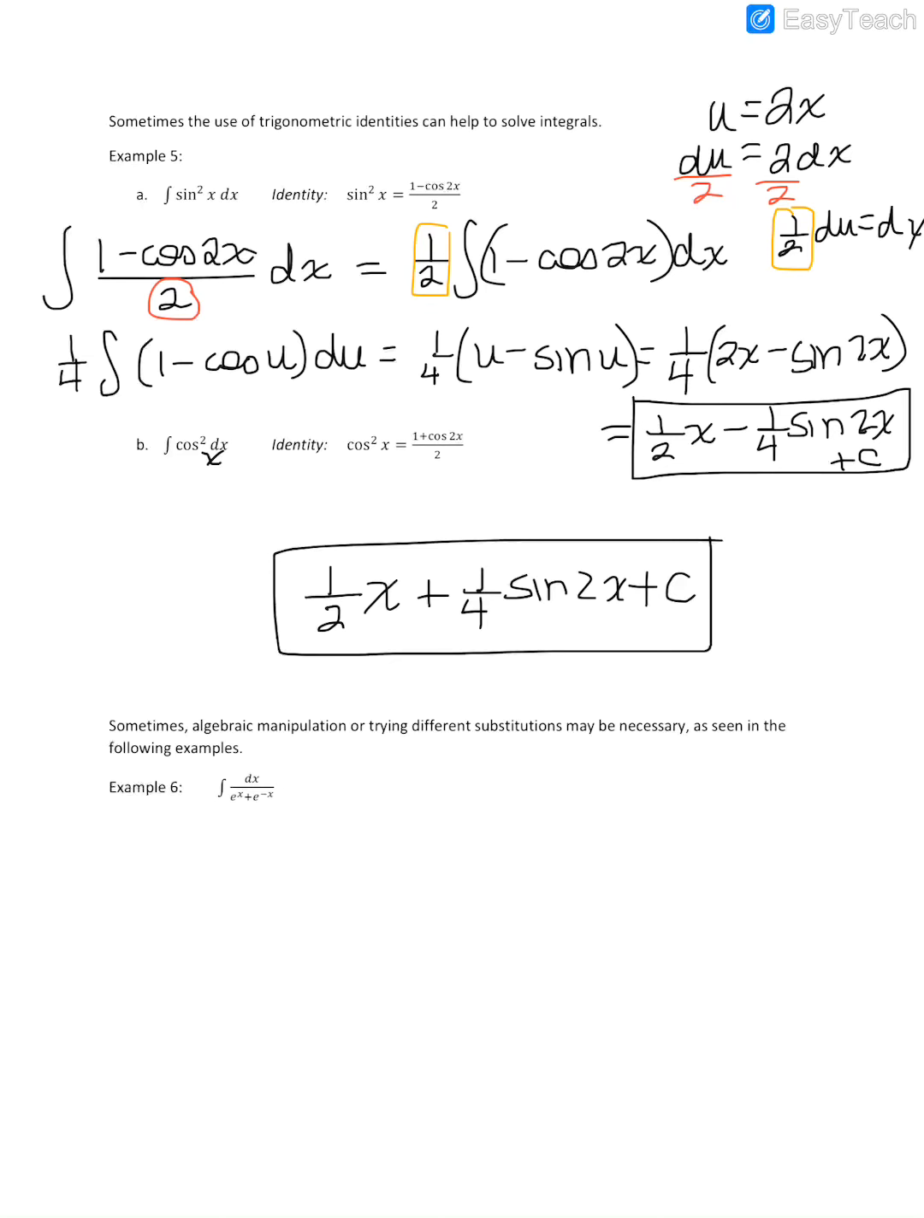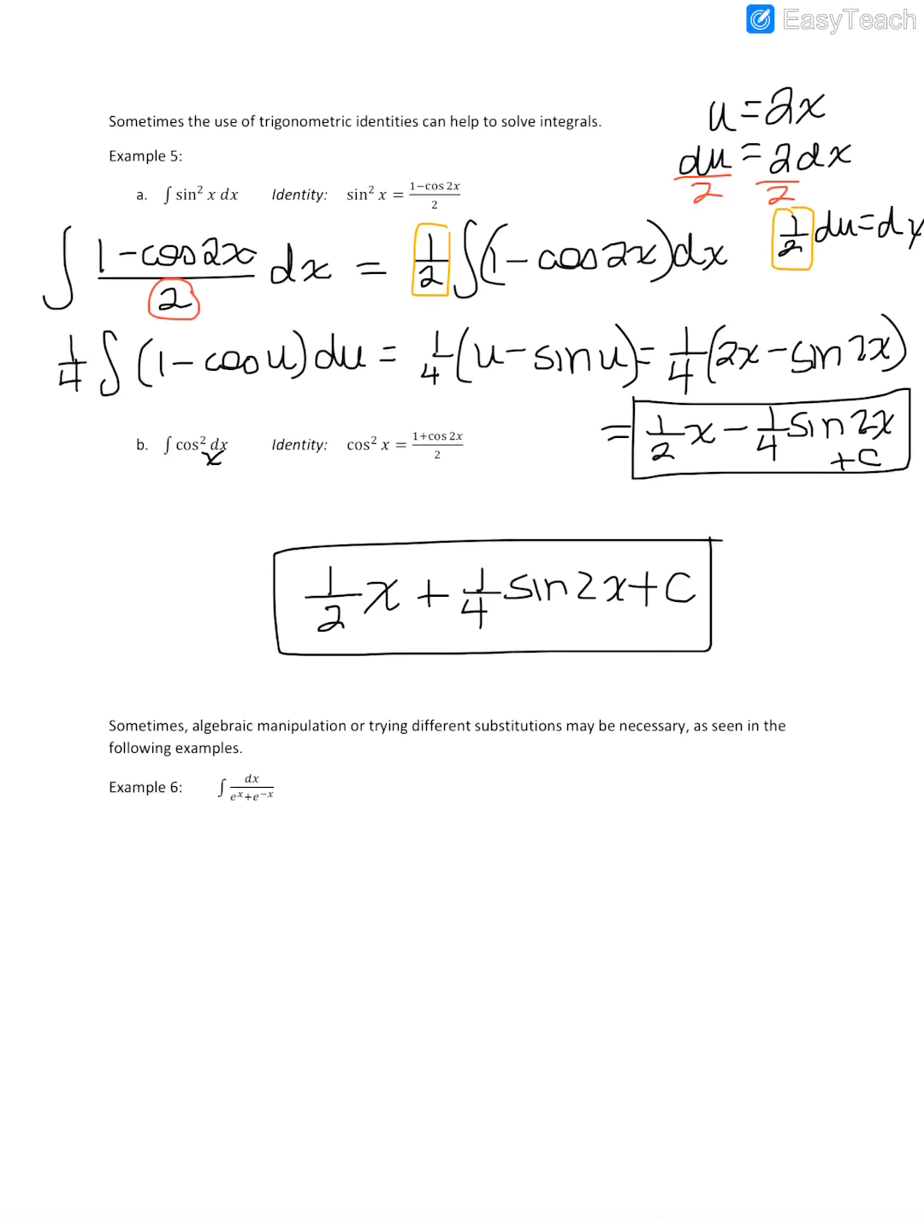All right, let's look at number 6. It says, sometimes algebraic manipulation or trying different substitutions may be necessary as seen in the following examples. What they're basically saying on this one is that there's no obvious substitution. We have dx over e to the x plus e to the negative x. It's like, okay, well, there's no obvious way to go here.